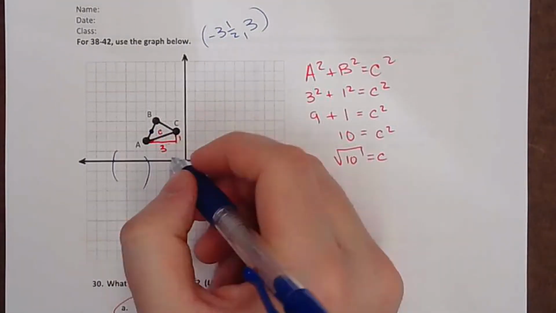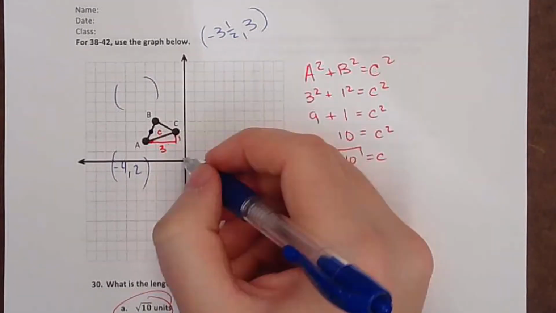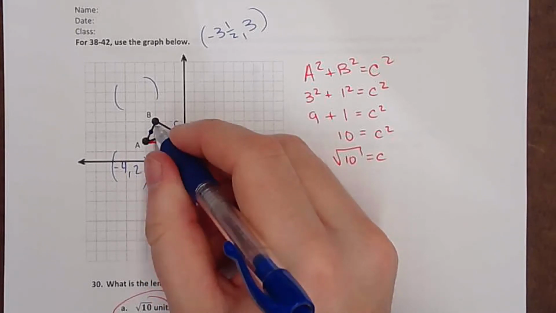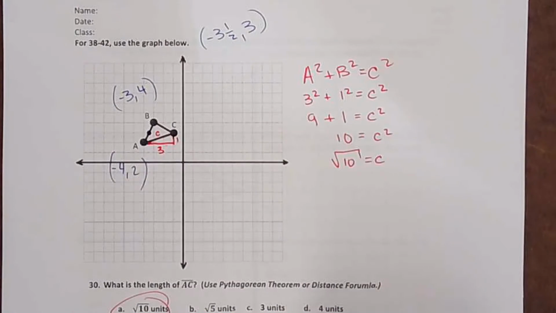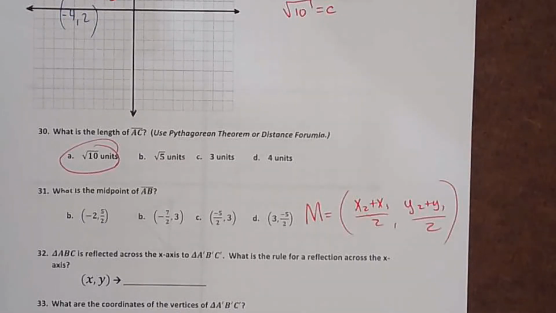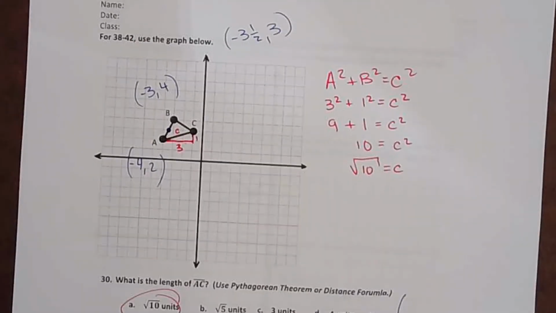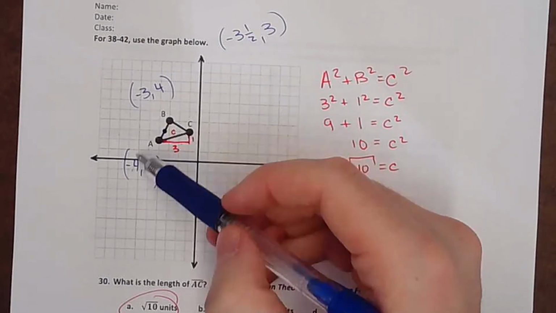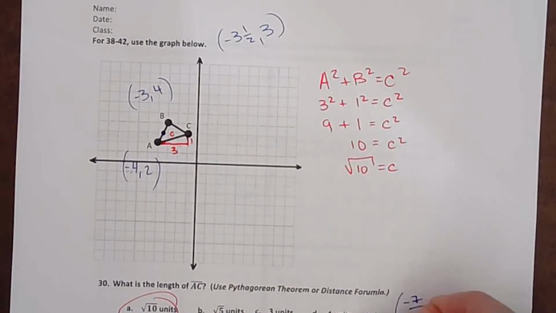A's coordinates are negative 4, comma 2. And B's coordinates are negative 3, comma 1, 2, 3, 4. So negative 3, comma 4. So if we put those into the midpoint formula, here's what we get. Our midpoint is going to be the average of the x's. What are my x's added together? If I add those together, negative 7, very good, over 2, right?